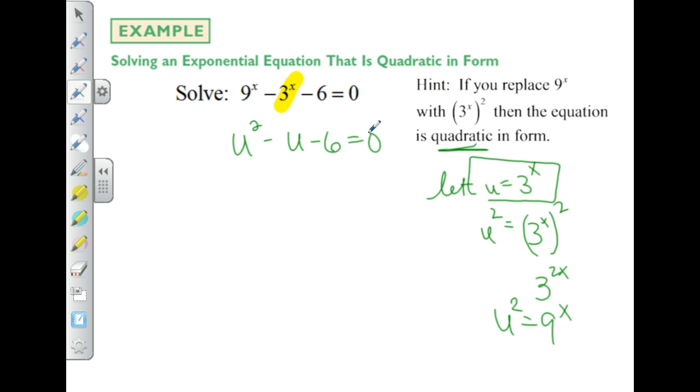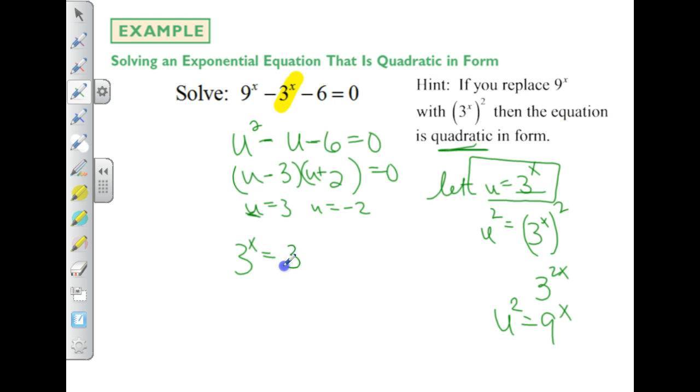So then I try to look for factors of 6 that differ by 1. Hey, I don't have to do the quadratic formula. Why can't I choose 3 and 2? Oh, I hope I did this one right too. So u and u, signs are different, the larger is negative, plus, so either u equals 3 or u equals negative 2. But remember, I'm going to go back and change that u substitution to be 3 to the x equals 3, or 3 to the x is equal to negative 2.